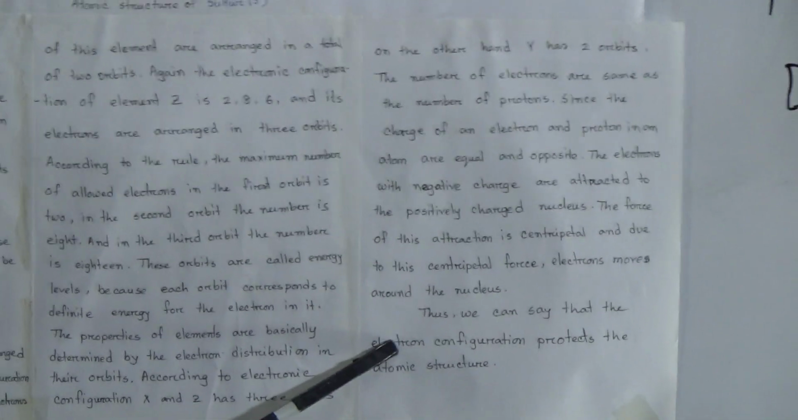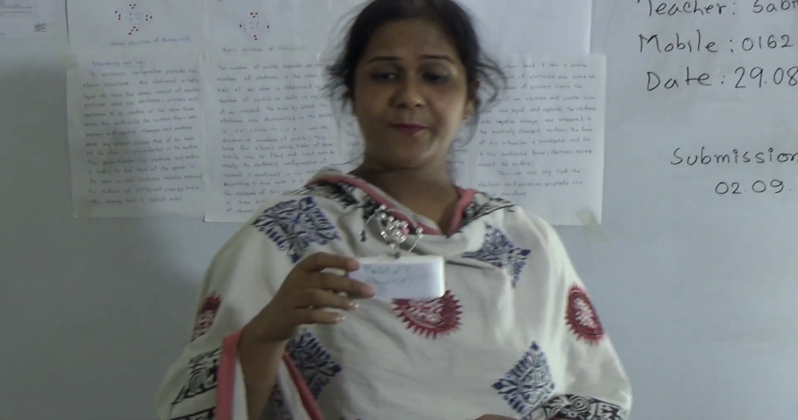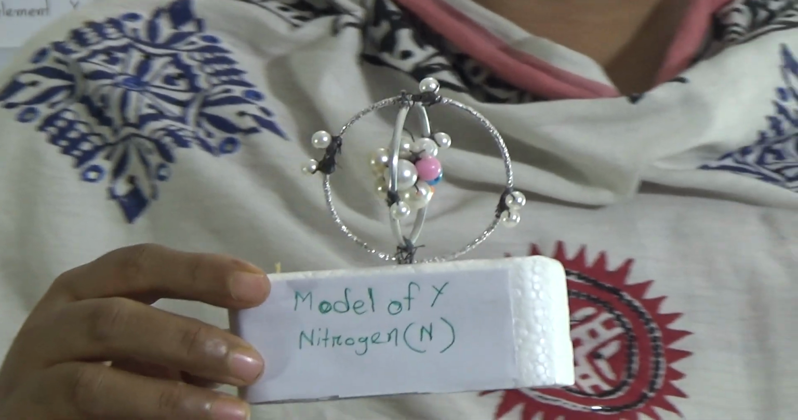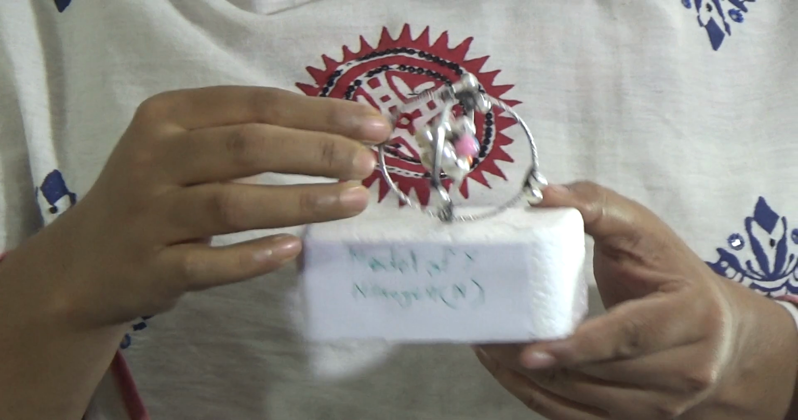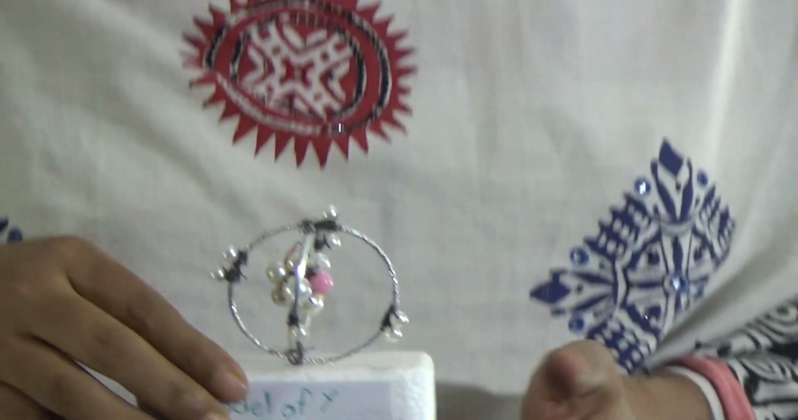And dear students, along with this description, you also have to submit a model of the atom. Here only the nitrogen model has 2 orbits, so I will show how we will make the nitrogen atomic model. Dear students, this is the model I have made for you. This is the model for nitrogen's electronic configuration, which has 7 protons, 7 neutrons, and 7 electrons in the orbits. This is the first orbit, which has 2 electrons in it. This is the second orbit, which has 5 electrons in it.